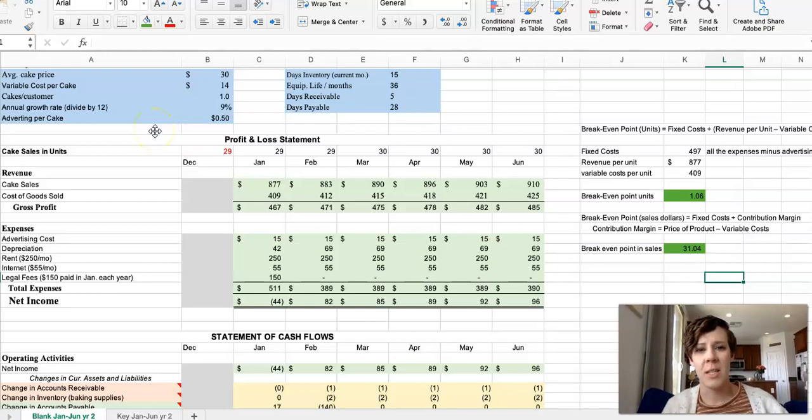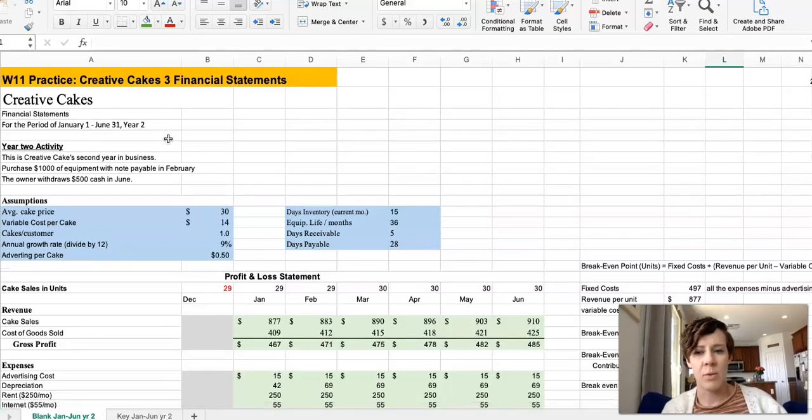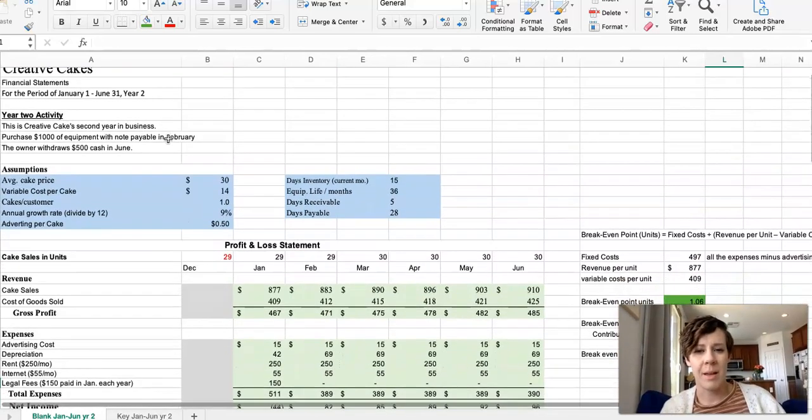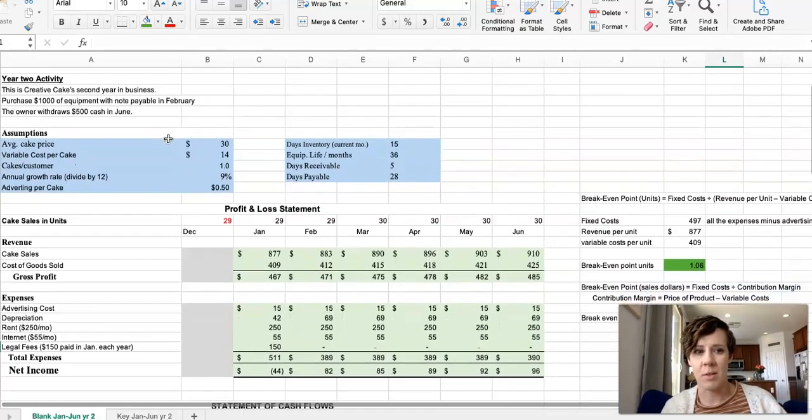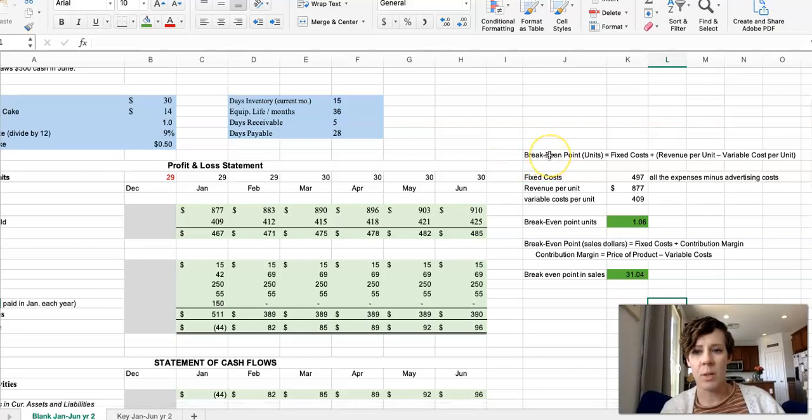Hello, I chose to teach about break-even analysis today, and I couldn't get the Excel sheet to open for me, so I decided to use Creative Cakes as my example. As you're figuring out break-even points, I don't think it really matters which business as long as you have the formulas correct. So first I started with the break-even point in units.